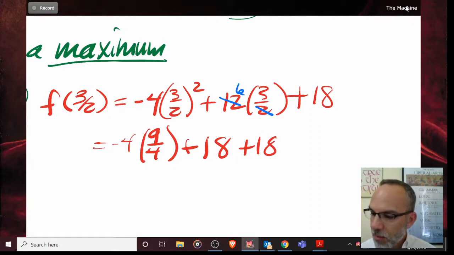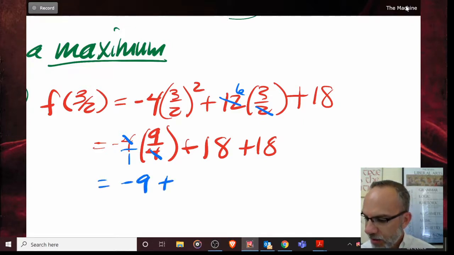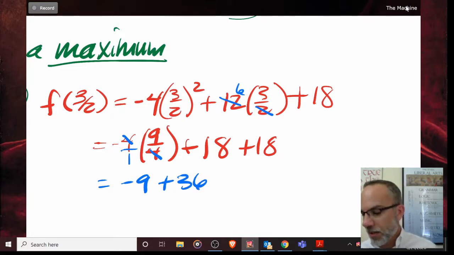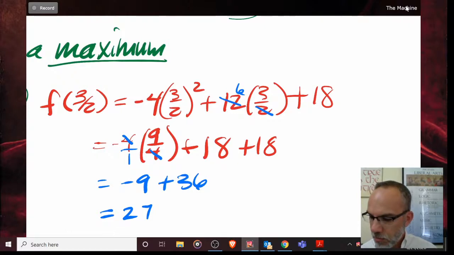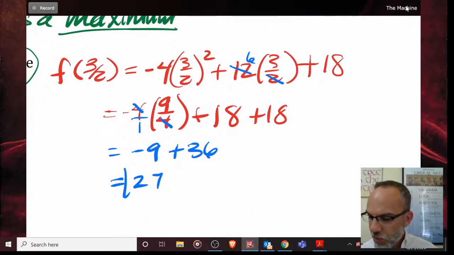So now I'm going to come over here, and do you notice that the 4's drop out? Because isn't that 4 over 1? So this winds up being negative 9 plus 36, or 36 minus 9. I get the y value then of, well, 36 minus 10 is 26. One more put back onto it, because I really shouldn't be taking off 10. I should be taking off 9. 27? I think the maximum value then is going to be 27.